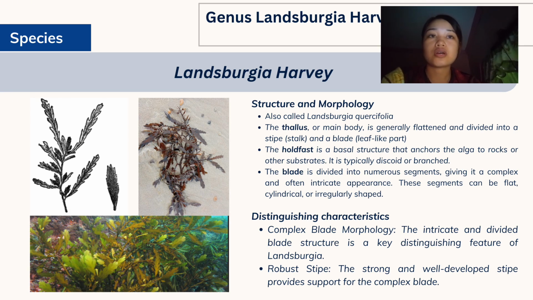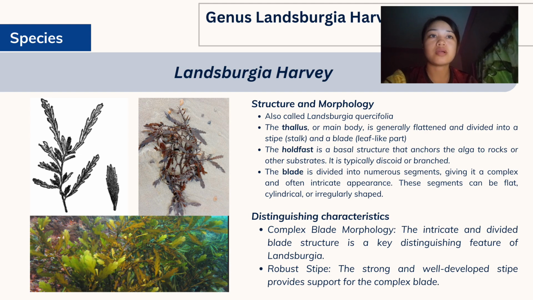The thallus of this species is generally flattened and divided into a stipe and a blade. And also, the holdfast is a basal structure that anchors the alga to rocks or other substrates, and it is typically discoid or branched. The blade is divided into numerous segments, giving it a complex and often intricate appearance, and these segments can be flat, cylindrical, or irregularly shaped.